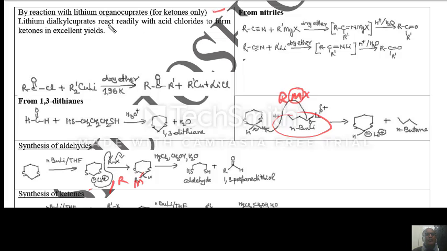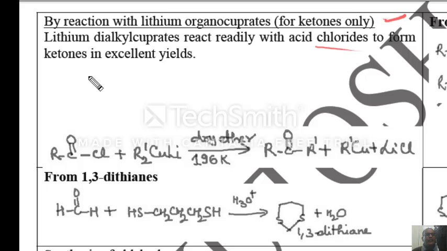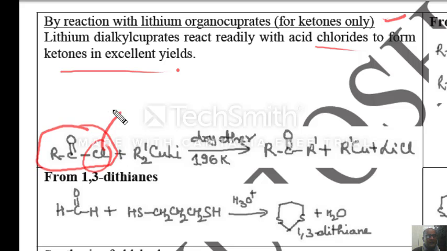So lithium dialkyl cuprates react readily with acid chlorides to form a ketone in excellent yield. So you have an acid chloride, RCOCl. We know that the chlorine can be removed very easily if we can bring in some R minus kind of character into the system, so it gets attached to the carbon of the carbonyl double bond and Cl minus gets displaced.